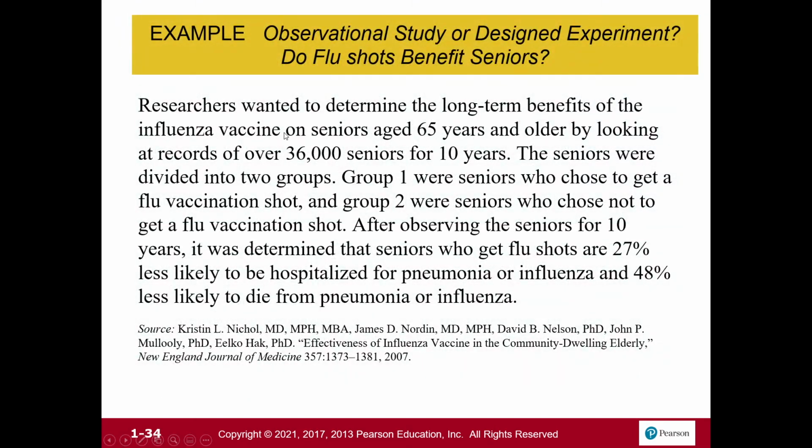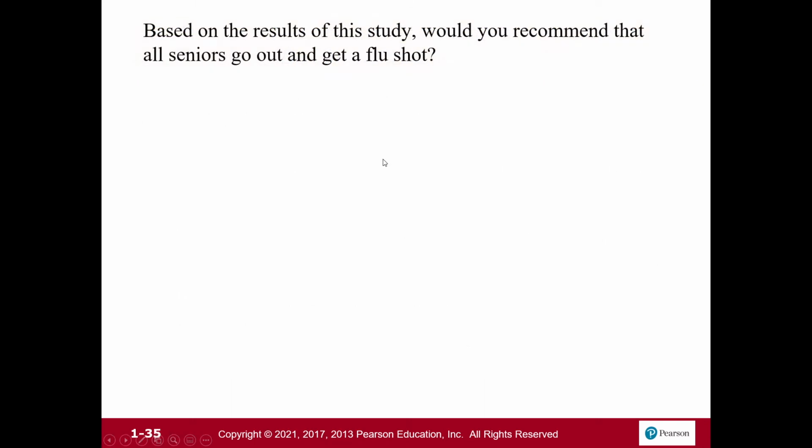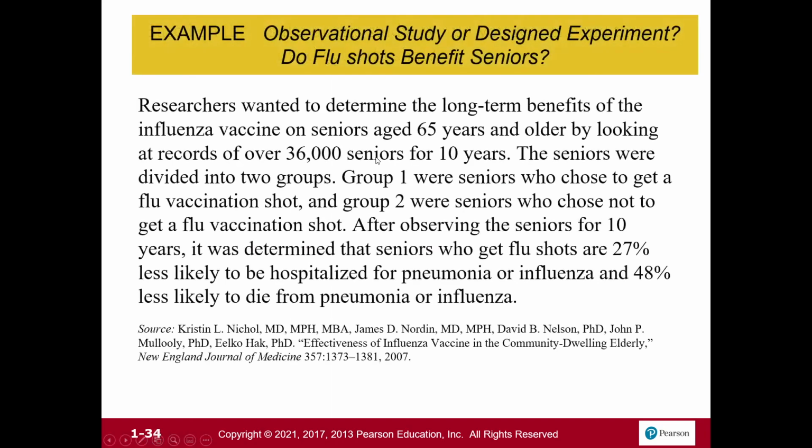Alright, there is another example here, and I'm not going to read it out, but I'll just show it. Based on what you see here, would you recommend that all seniors go out and get the flu shot? Right. So, as you can see, this could be a problem of confounding variables.